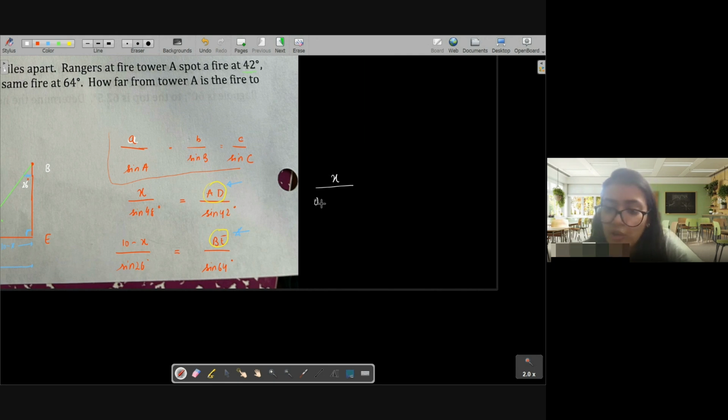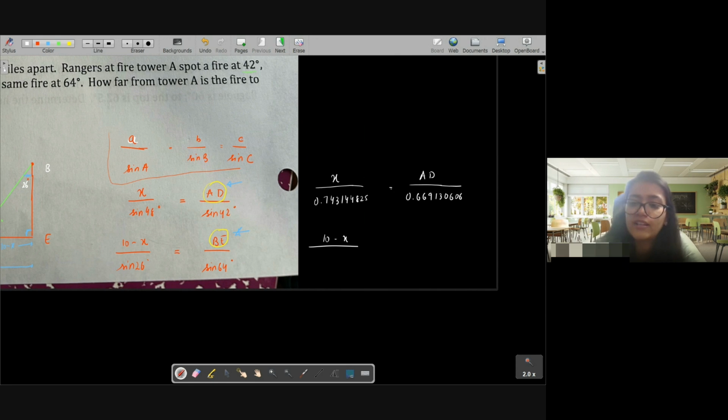So sine of 48 is 0.743144825, which is equal to AD over sine of 42. Wow, this takes a lot of time to write all the numbers. 669130626. Okay, then 10 minus x. Now I think you'll be able to solve this, right? Because this is very tiring to write the numbers. So 1147 is equal to BE over sine of 64 degrees.